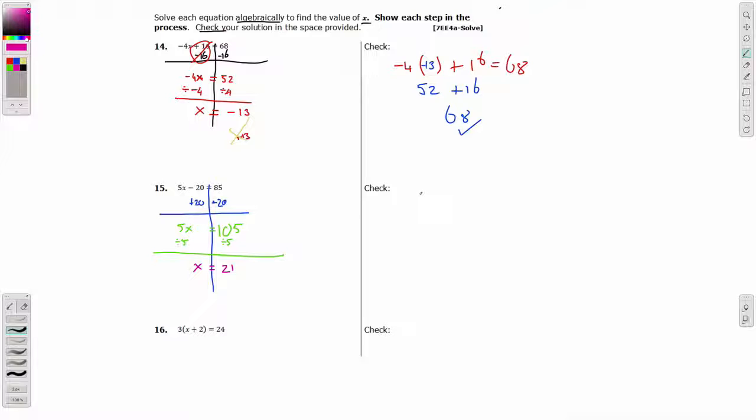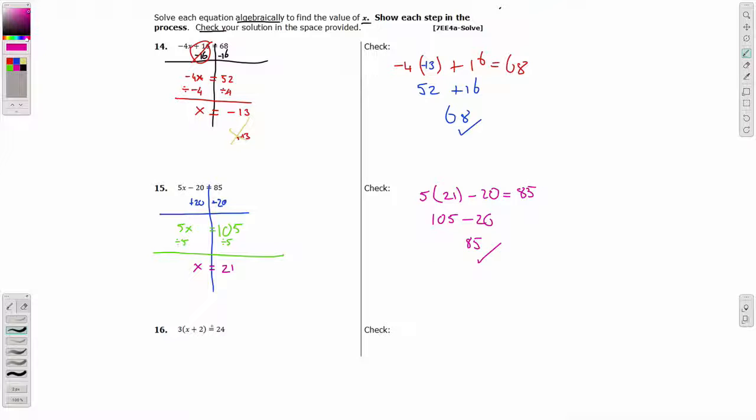Let me check it. 5 times 21 minus 20 equals 85. At least it should equal 85. Let me make sure that it actually does. 5 times 21 equals 105 minus 20. 105 minus 20 does actually equal 85. Correct.